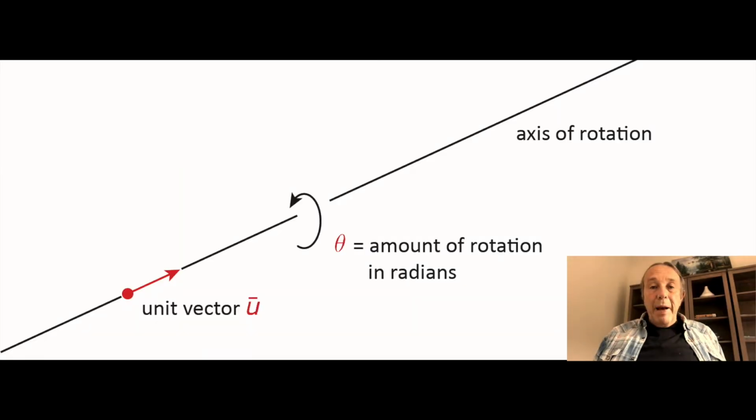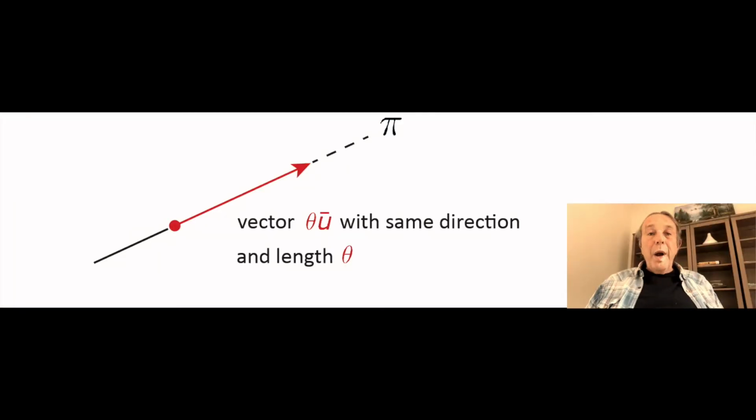For our final mathematical point, we must explain how to draw pictures of rotations. And it is easy. A rotation is determined by a line, its axis of rotation, together with the amount in radians of rotation about it. Call it theta. So theta lies between minus pi and pi. We can assign the vector theta times u, with direction the same as u but of length theta, in order to uniquely determine the specified rotation.